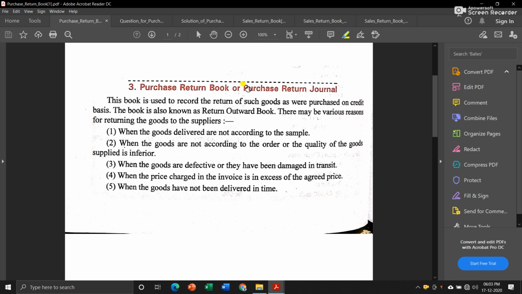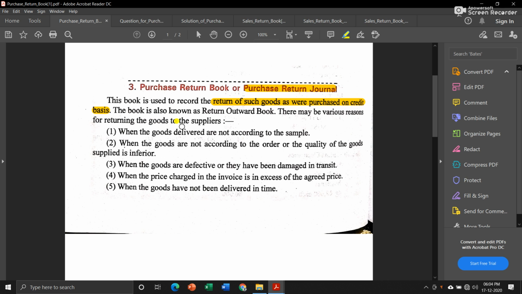Now purchase return book is also known as purchase return journal. This book is used to record the return of such goods as were purchased on credit basis. Means if you have purchased any goods on credit and when you return some of the goods, then it will be recorded in purchase return book. But if you have purchased any goods on cash and if you return some of the goods back, then you cannot record it in purchase return book.